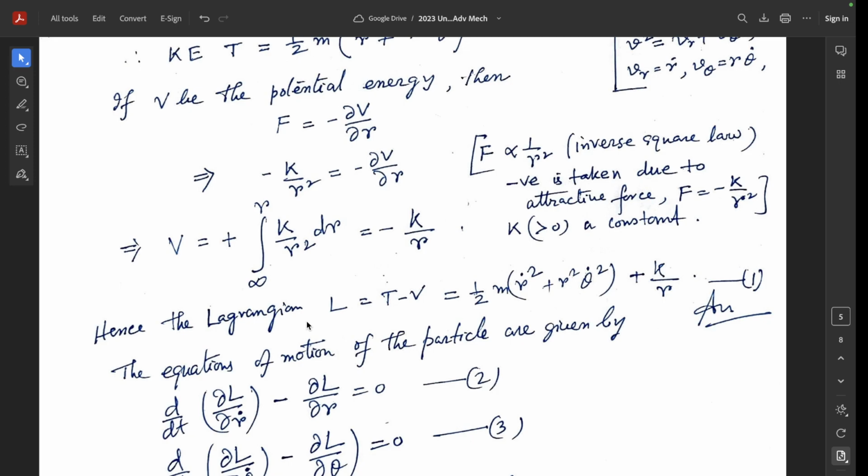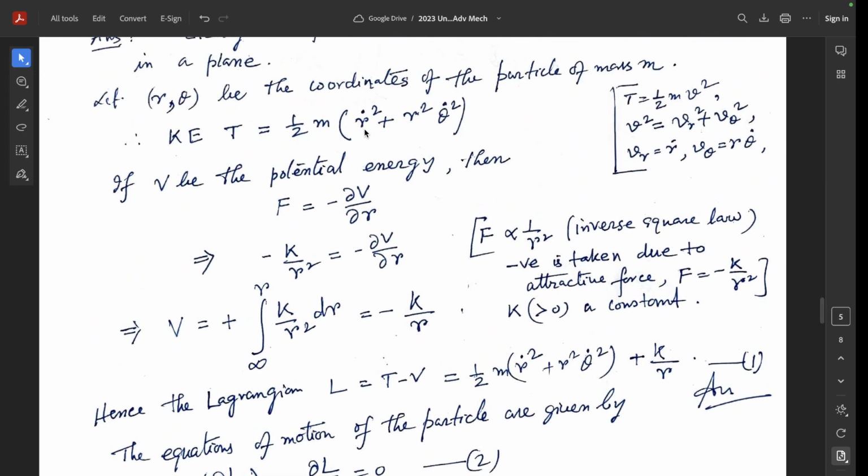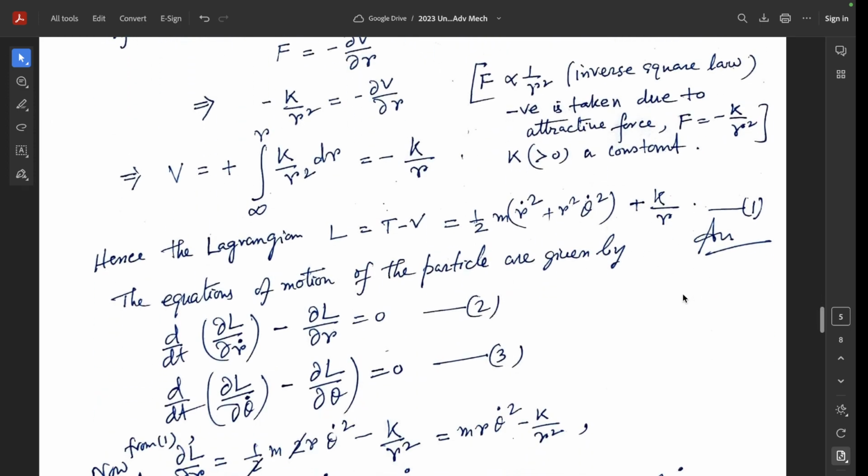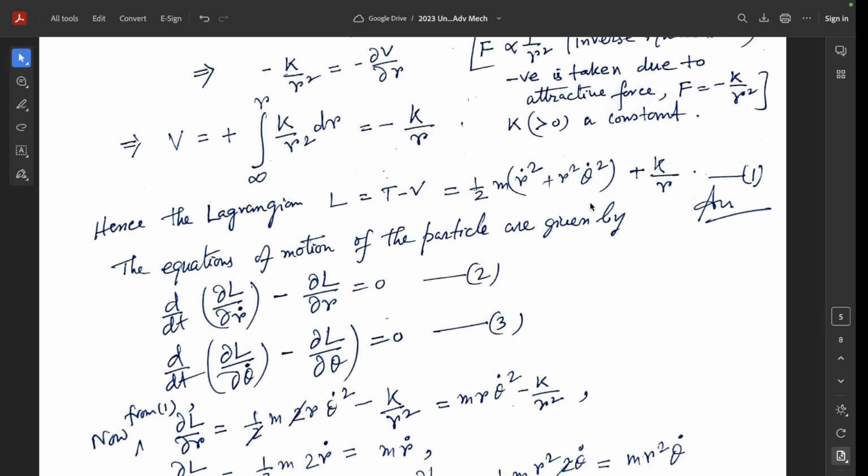Hence the Lagrangian L of this system is T minus V. T is this and V is this, so we get the Lagrangian of the system. And the equations of motion of the particle, where r and theta are generalized coordinates: d by dt of del L by del r dot minus del L by del r equals 0, and d by dt of del L by del theta dot minus del L by del theta equals 0.